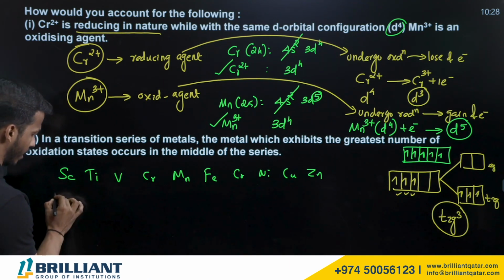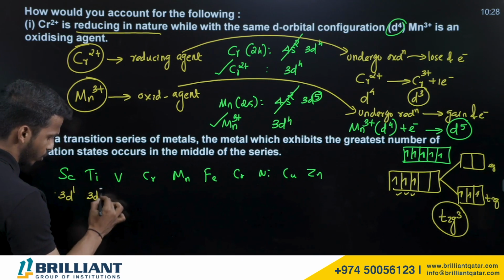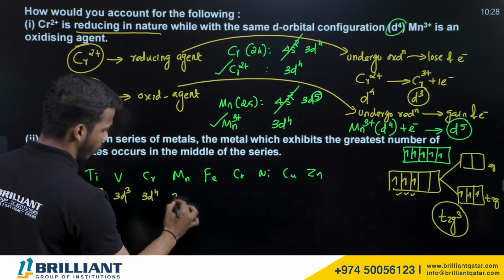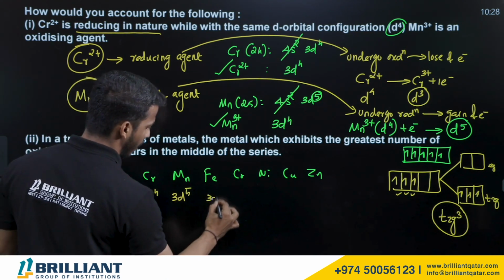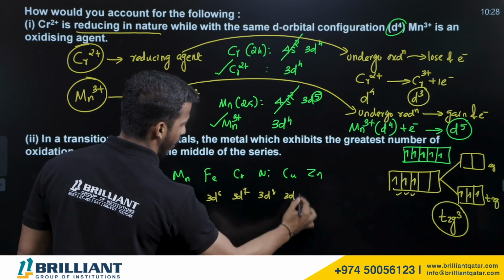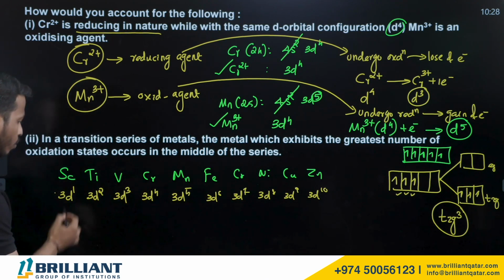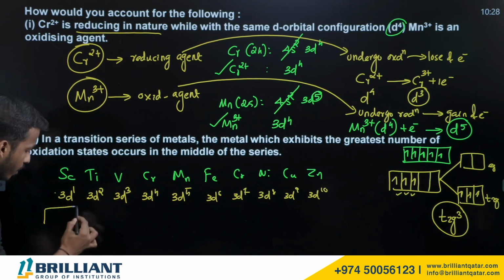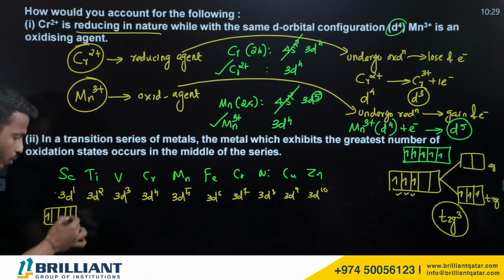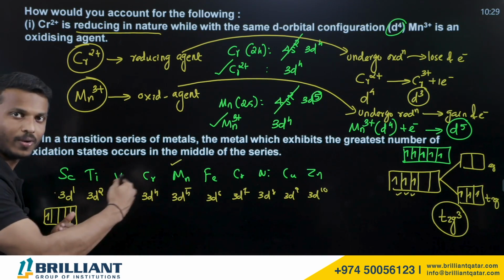So the configuration you will get here: 4s2 3d1, 4s2 3d2. So the electrons are added into which one? The d orbital. 3d4, 3d5, 3d6, 3d7, 3d8, 3d9 and 3d10 is the configuration. Easy, we are able to understand. d1 means, dear student, the d orbital has just 1 electron. If it is d2, one more; 2, 3, 4, 5, up to manganese, unpaired electrons increase.